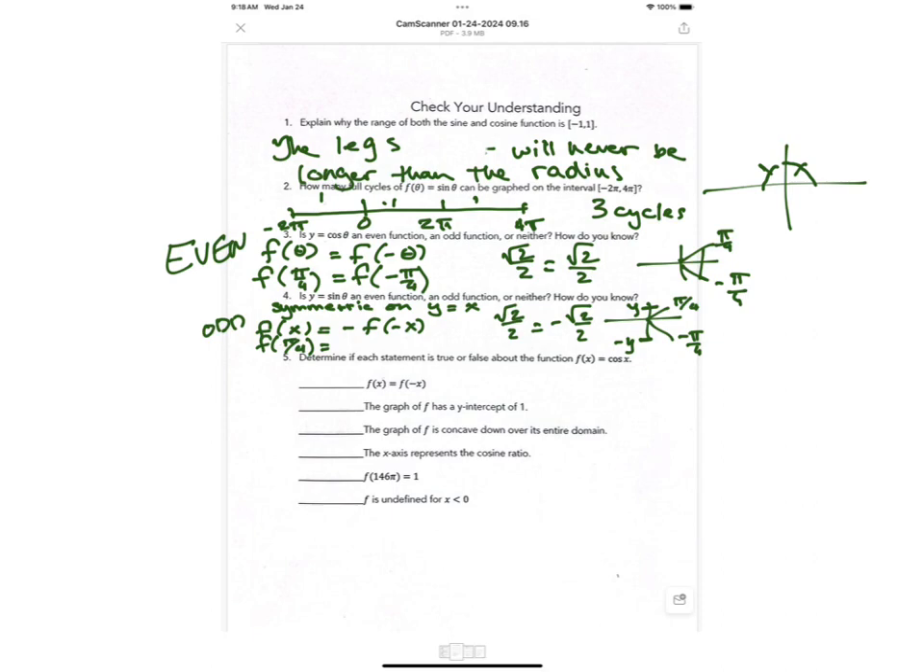Okay. All right, so let's do a little true-false. This is about cosine. F of x equals f of negative x. True or false? True. We just said it's even. The graph of f has a y-intercept of 1. Yes. Graph of f is concave down over its entire domain. Concave down means it is down like a frown the whole time. No, that's false. X-axis represents the cosine ratio. That's false.